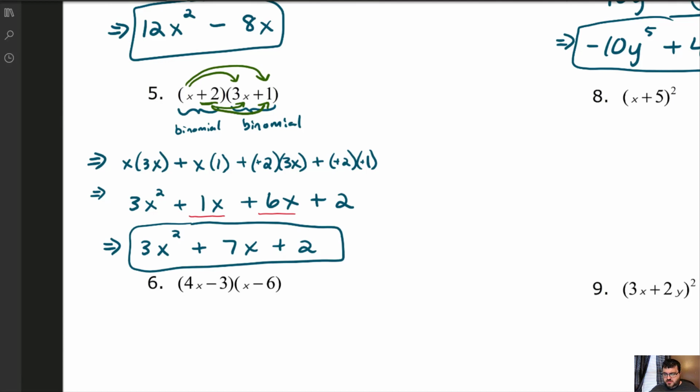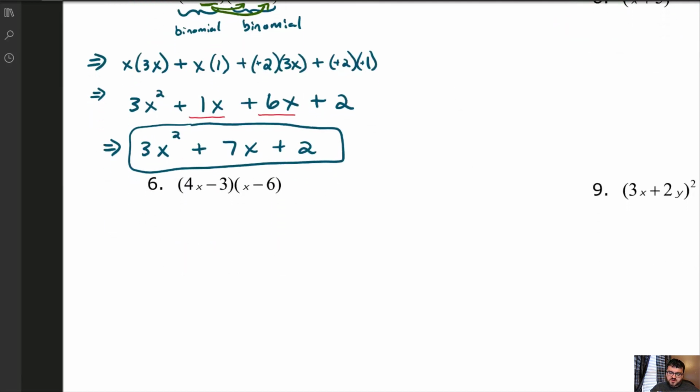Okay, let's go down to 6. It looks like 6 is just right below. So this one is interesting because there are a lot more minus signs in it. Now I want to show you how you want to think about the minus signs.